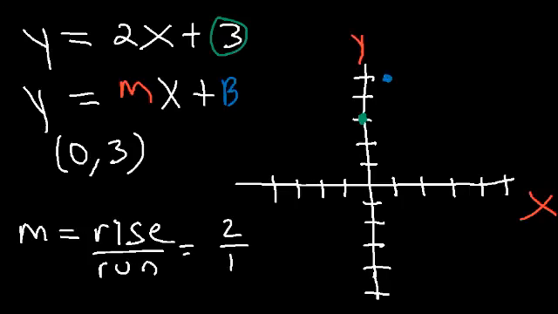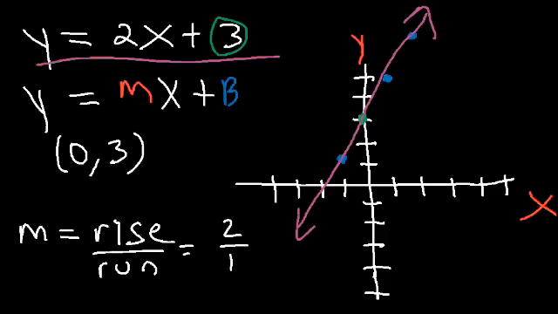Then we can go up 2 units over 1, which should be somewhere over here, or we can go left 1 down 2, which should be somewhere over here. And then we could connect these points with a line. So that's how you can graph a linear equation in slope-intercept form.